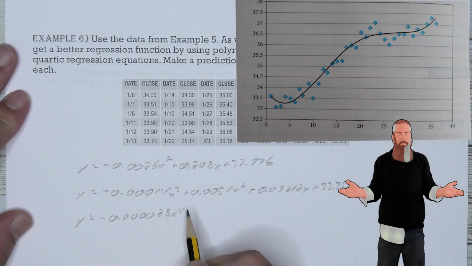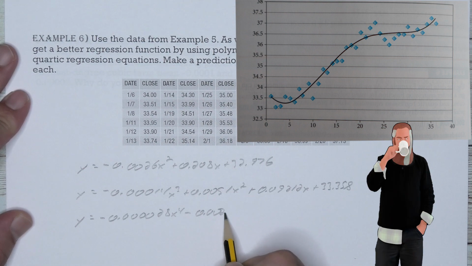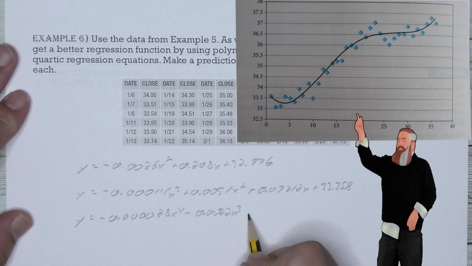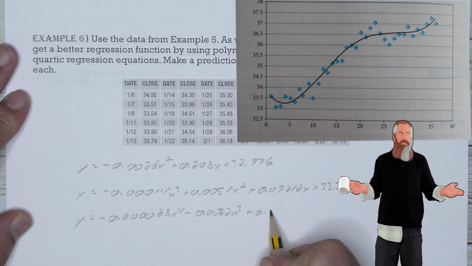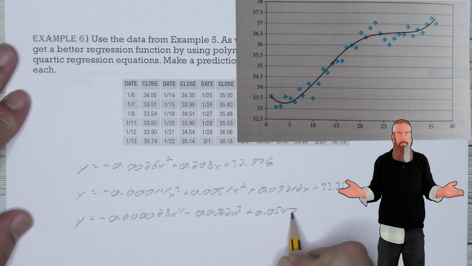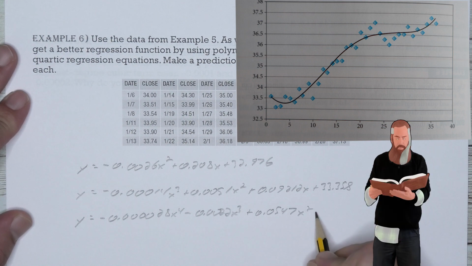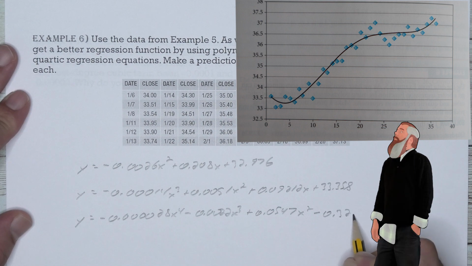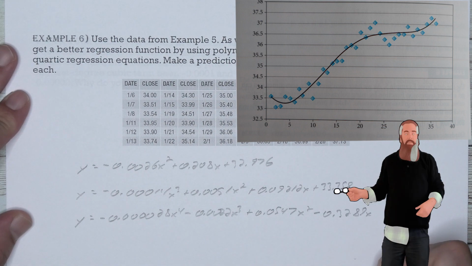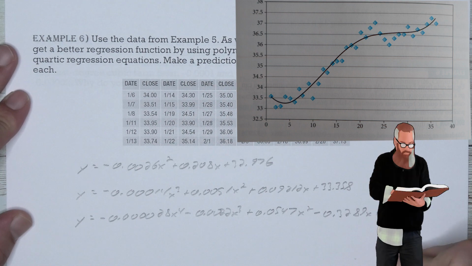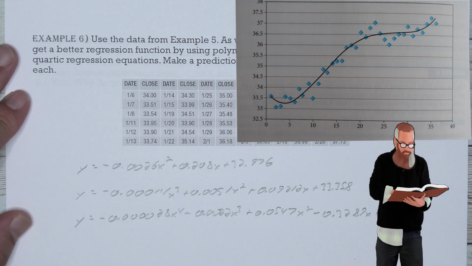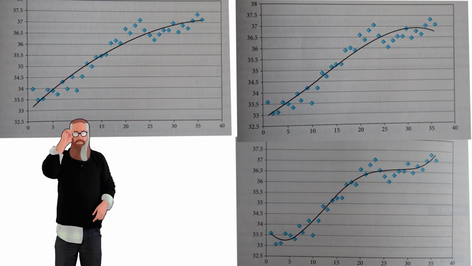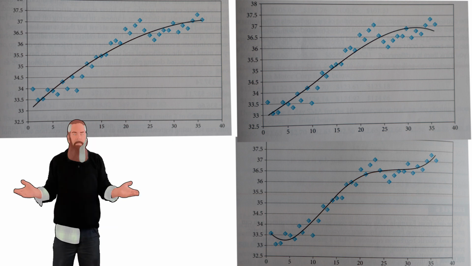The quartic regression curve and equation is y equals negative 0.000028x to the fourth minus 0.0022x cubed plus 0.0547x squared minus 0.3289x plus 34.223. Notice the similarities and differences among the linear, quadratic, cubic, and quartic equation graphs.